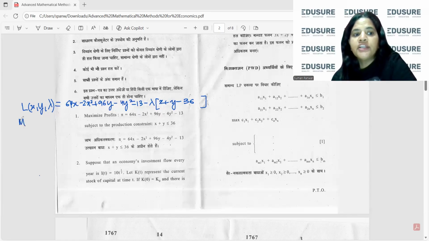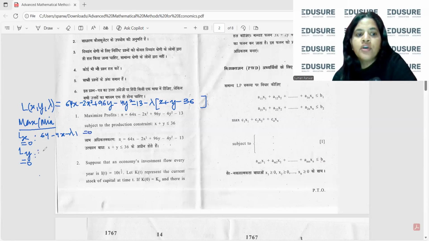Now, what are the conditions for maxima and minima? The necessary condition is that the partial derivative of L with respect to X and the partial derivative of L with respect to Y both should be equal to 0. So what is the partial derivative with respect to X? 64 minus 4X minus lambda into 1. This should be equal to 0. Also, with respect to y, 96 minus 8y minus lambda equals 0.